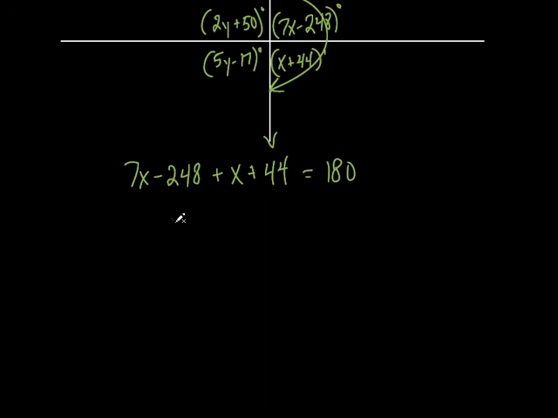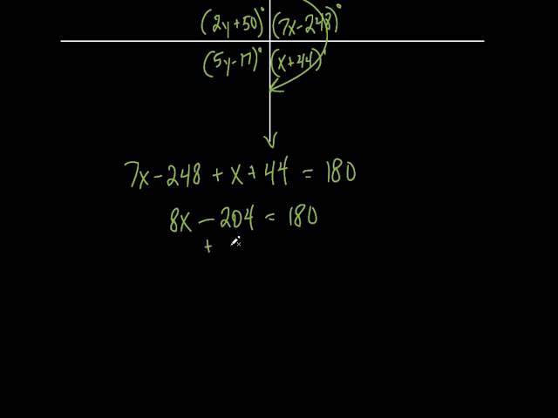7x plus 1x is 8x. Negative 248 plus 44, subtract them, that would be what? Negative 204. I put minus 204. Did I do the math right on that? I think I did. Yep. 48 minus 44 is 4, right? And then that equals what? 180. Everybody with me? Okay.